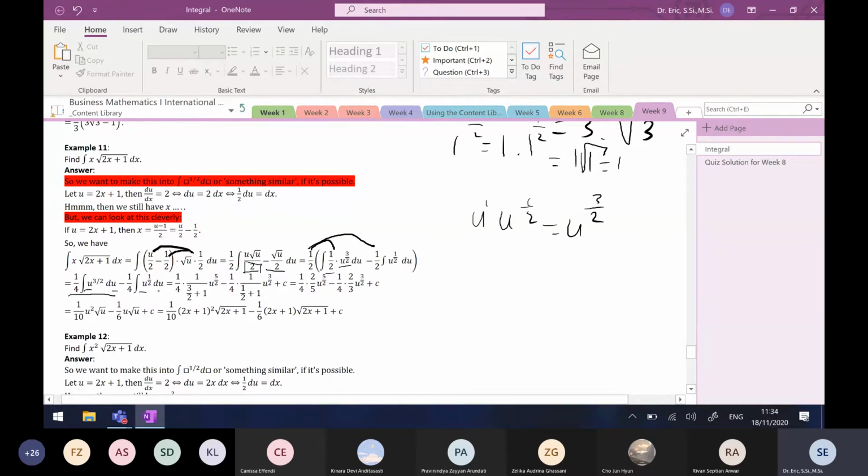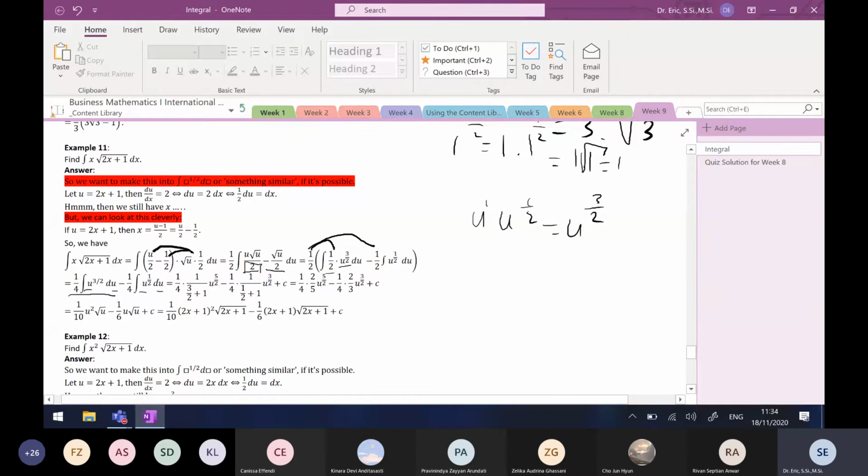Box to the power of half, d box. So you can just use the formula for the direct method. So you have 1 over 4 times, what is the antiderivative of this? 1 over 3 over 2 plus 1, times u to the power of 3 over 2 plus 1 is 5 over 2. So I just fill this as 5 over 2. This is just 3 over 2 plus 1, 5 over 2.